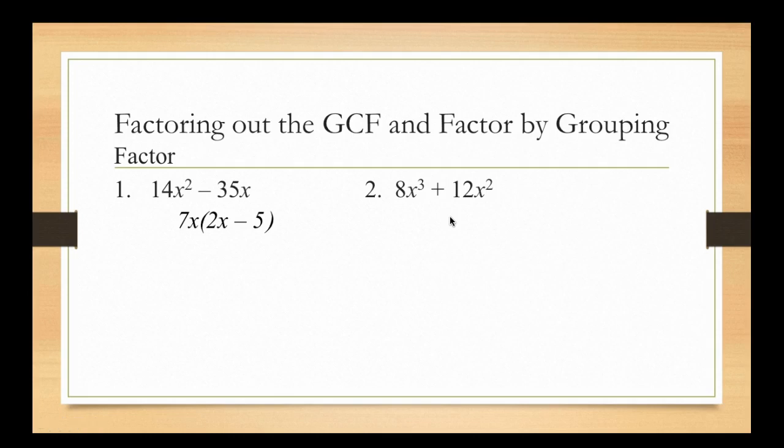Okay, so we factored out a 4 from the coefficients and an x squared from the x terms, or from the x factors. So 4x squared is my greatest common factor. Now, to figure out what goes inside the parentheses, I want to divide 8x to the third divided by 4x squared, that goes here, plus 12x squared divided by 4x squared, 2x plus 3.